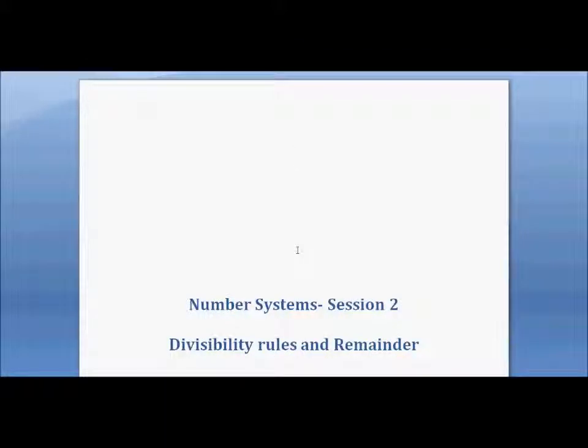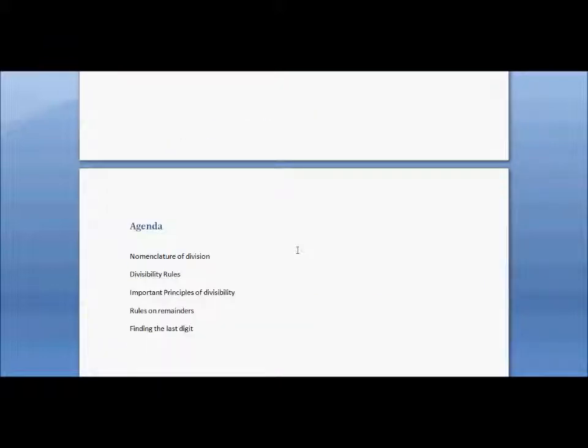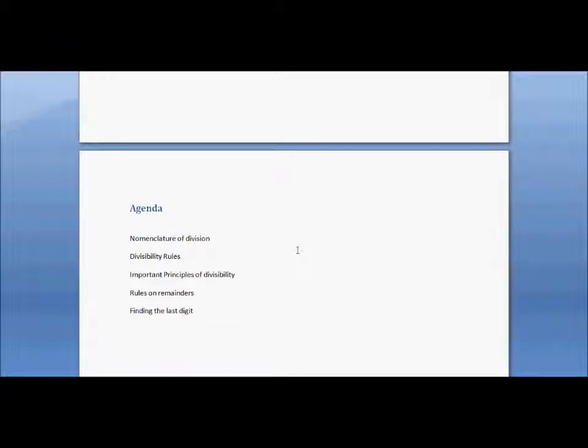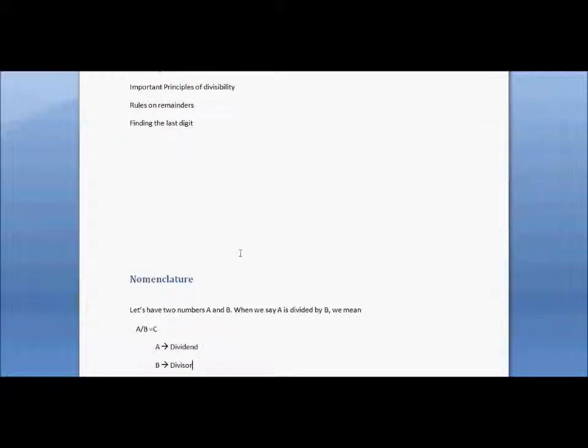Hi friends, and welcome to this second session on number systems. In this session, we will be discussing the nomenclature of division, some divisibility rules, important principles of divisibility, some rules on remainder, and finally finding the last digit. So let's get started and come to nomenclature.